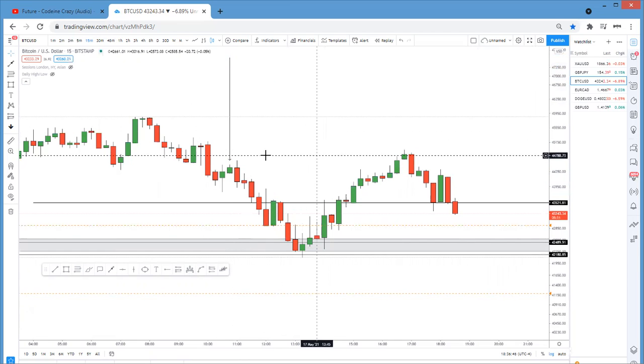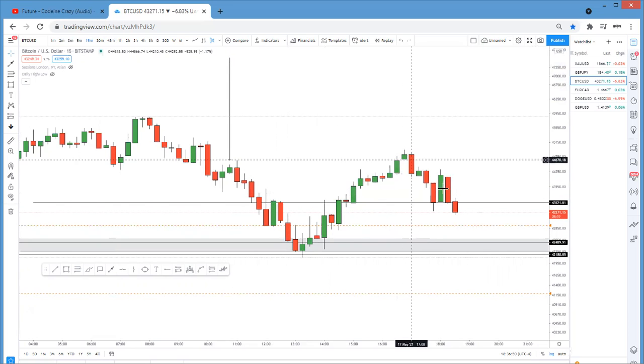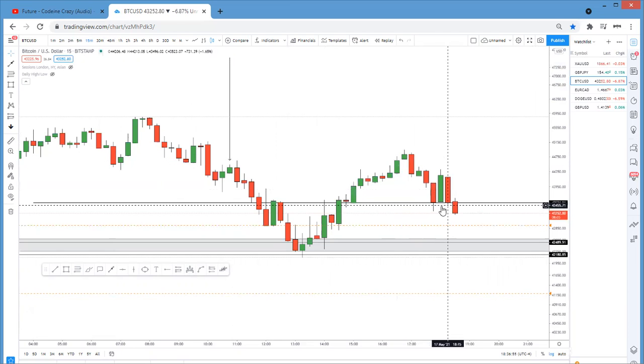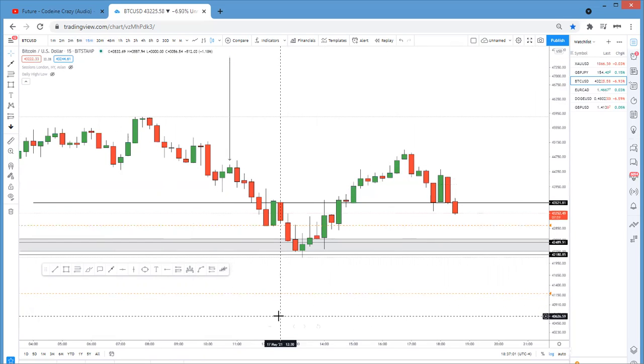Okay, so we broke two highs, right? So we have this breaker structure right here. Then you have this breaker structure, as price looks as if it's going into some sort of a retracement, right? Or corrective phase on a lower time frame.